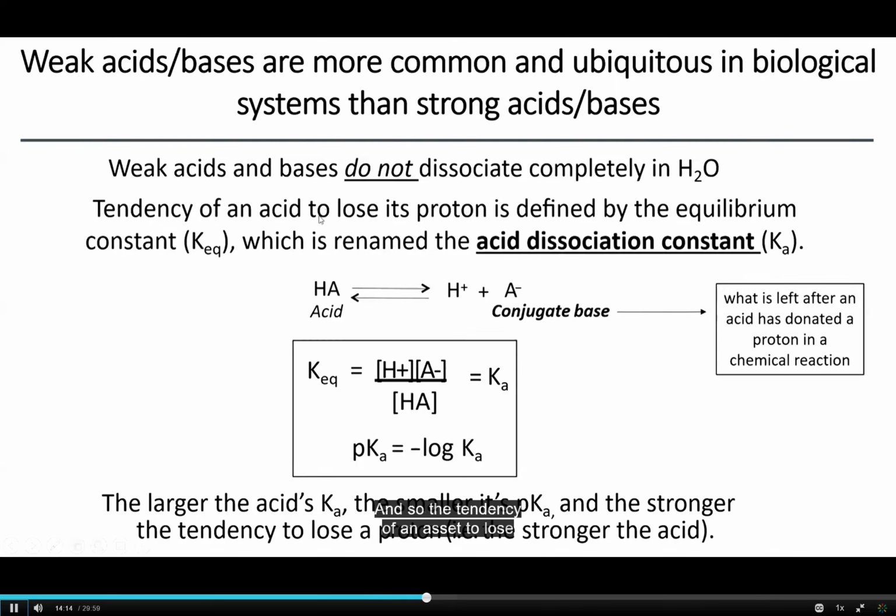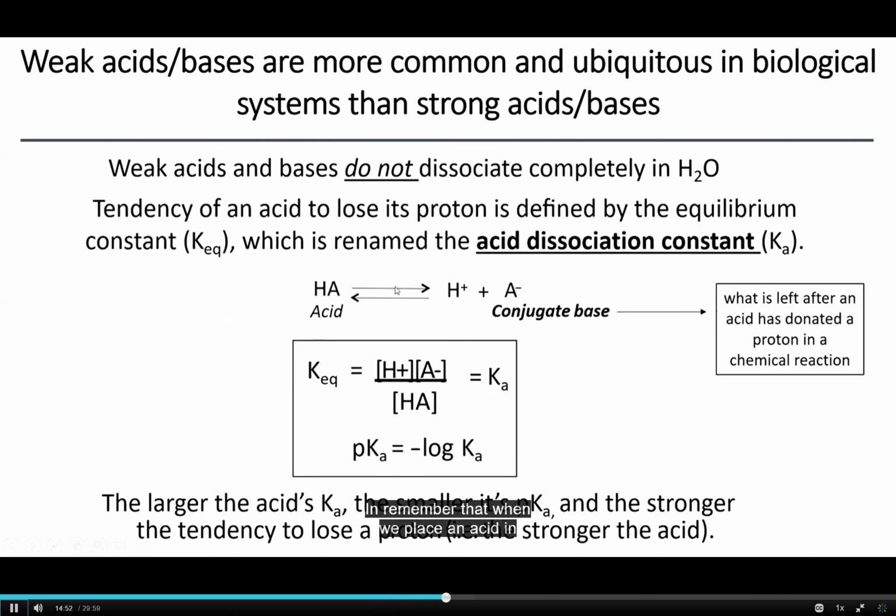And so the tendency of an acid to lose its proton is defined by the equilibrium constant. And because we're talking about acids specifically, we call this the acid dissociation constant, or the Ka. And so again, the equilibrium constant is the concentration of the products divided by the concentration of the reactants. So this is related to the video where I talked about thermodynamics. We redefine that to be Ka because we're talking about an acid specifically.